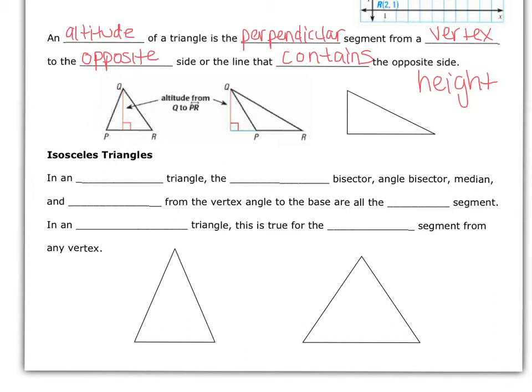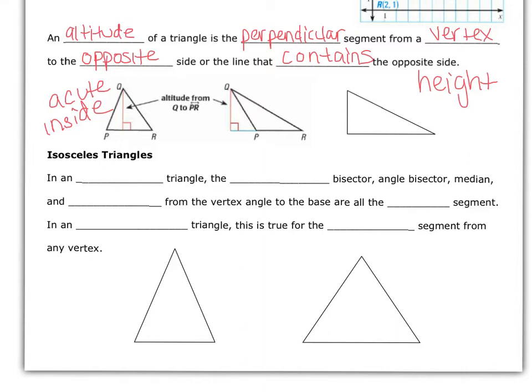So here are some examples. When you have an acute triangle here, then the altitude lies on the inside of the triangle. So this is what it's referring to when it says from a vertex perpendicular to the opposite side. So it's starting at Q and it's dropping straight down so that it's perpendicular to PR.